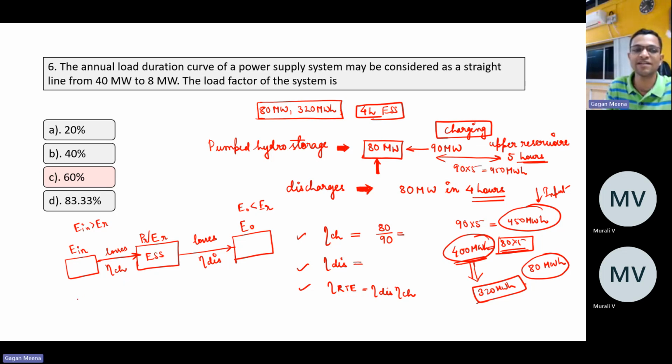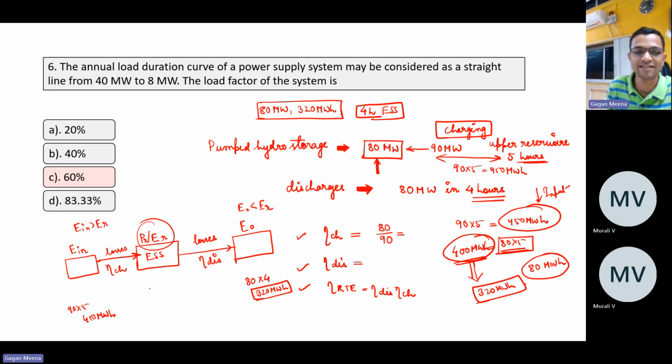So, is this clear? In our case, what is happening? The output energy is 80 into 4, so this is 320 megawatt hour. The input is also clear: 90 into 5. The input is 90 into 5, which is 450 megawatt hour.